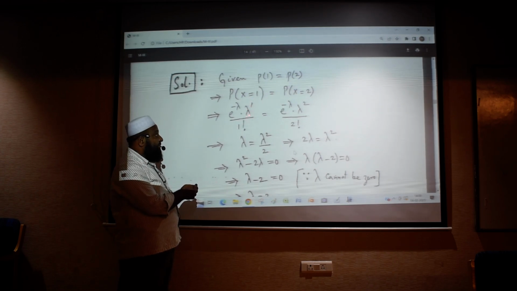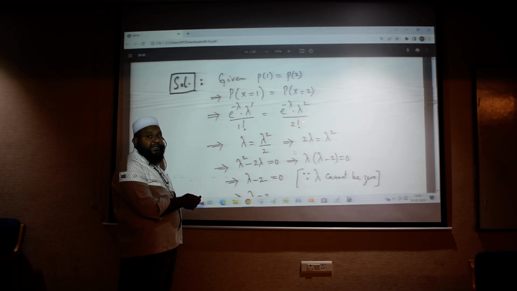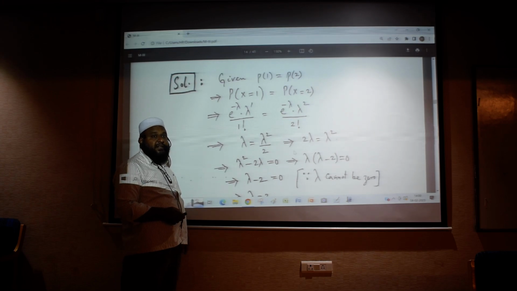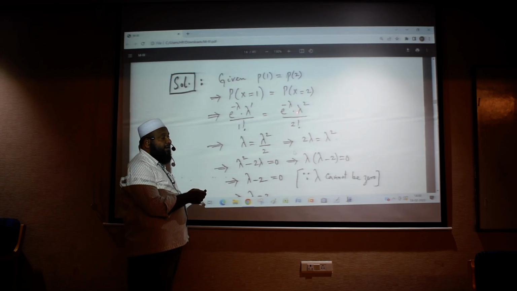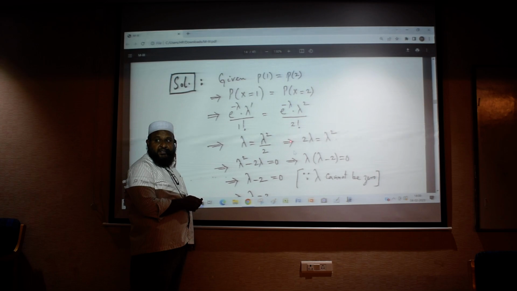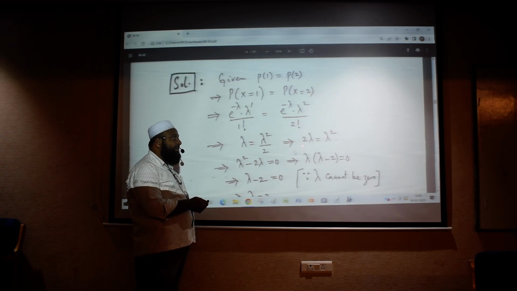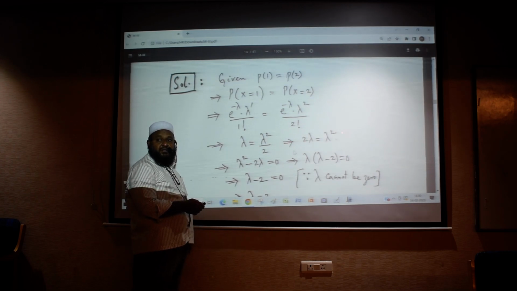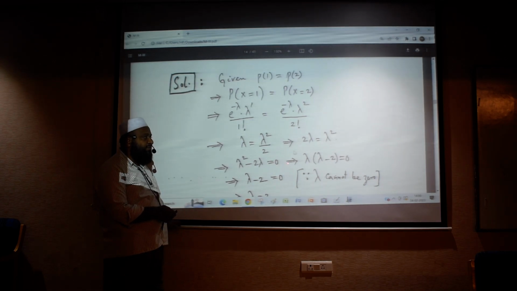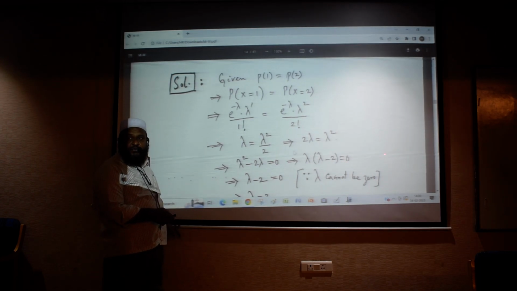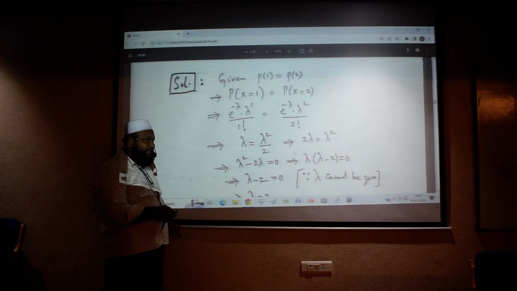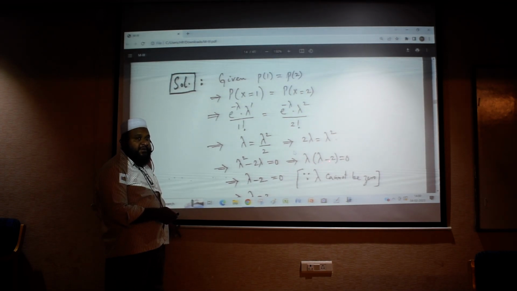So we are substituting 1 here and substituting 2 here. What gets cancelled? E power minus lambda on both the sides gets cancelled. Lambda is lambda square by 2. So this 2 comes this side. 2 lambda is equal to lambda square. Lambda square minus 2 lambda equals 0. Lambda into lambda minus 2 equals 0. Mean cannot be 0. This lambda is one possibility, another possibility is lambda minus 2. So lambda equal to 0 or lambda equal to 2.